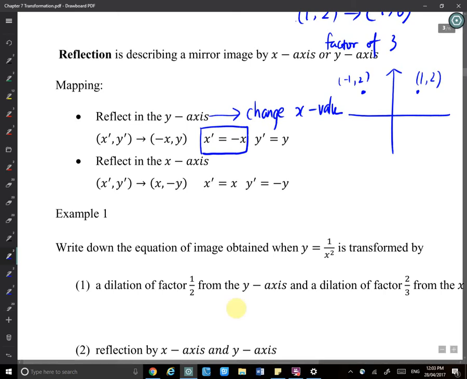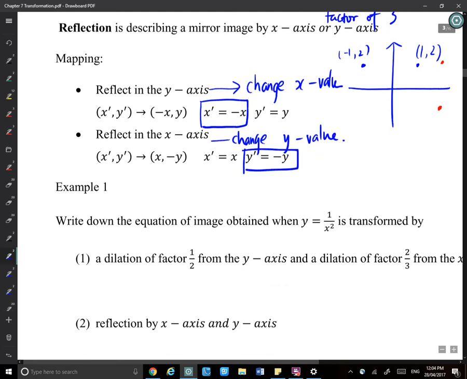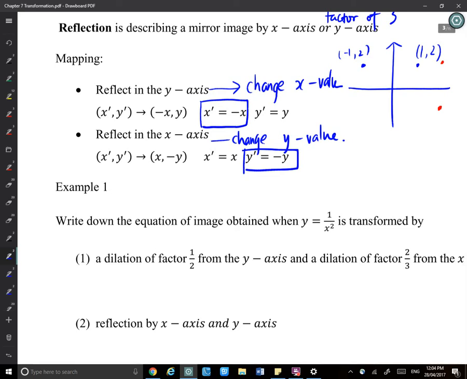And reflection in the x-axis. So in the x-axis, the point is actually changing the y values. If it's changing the y value, what you can write is y dash equals minus y. It's changing the y value.